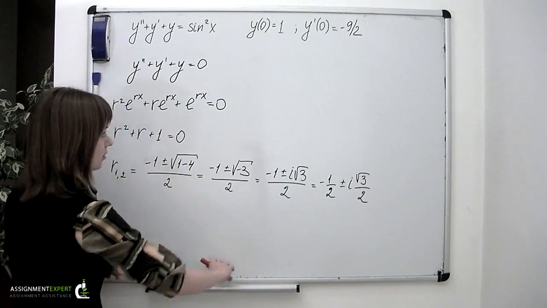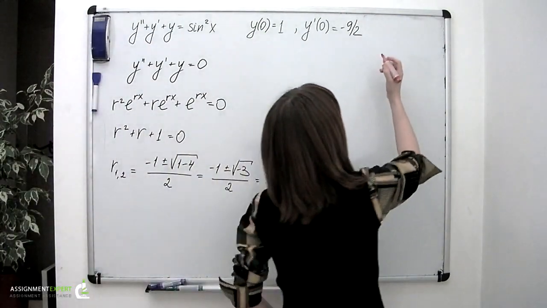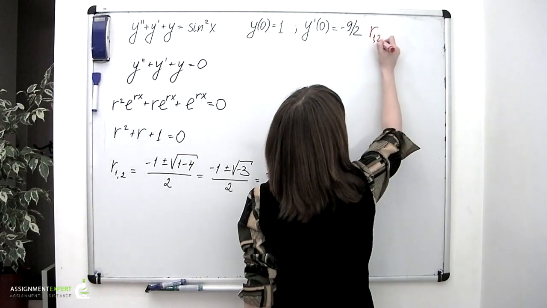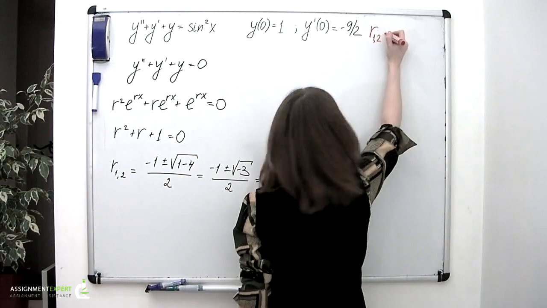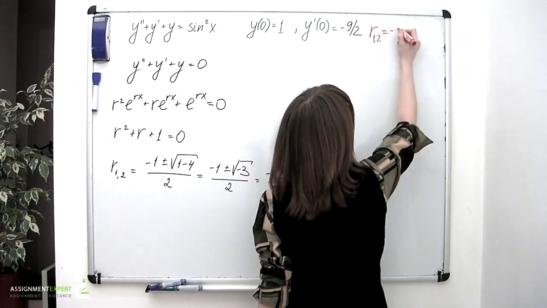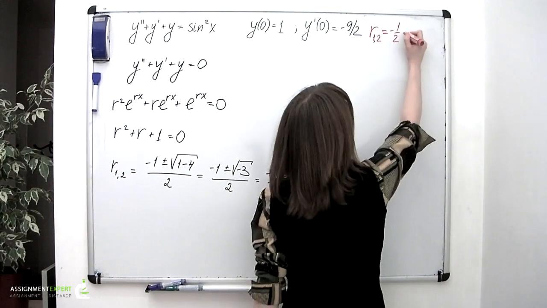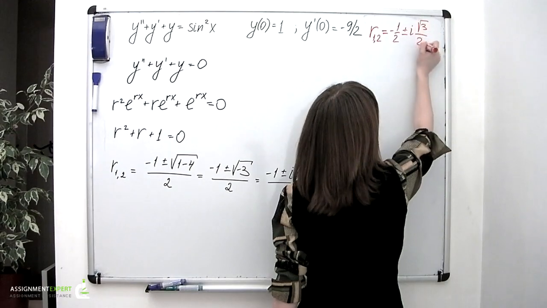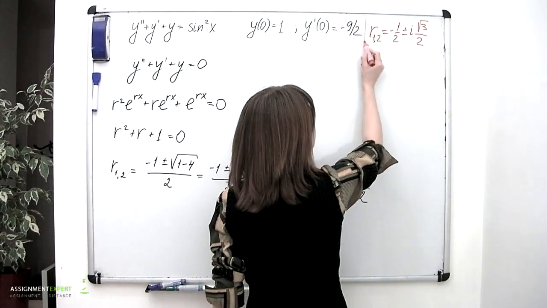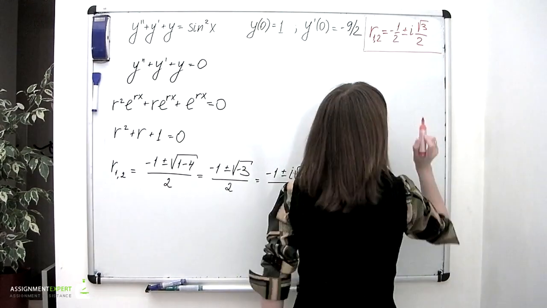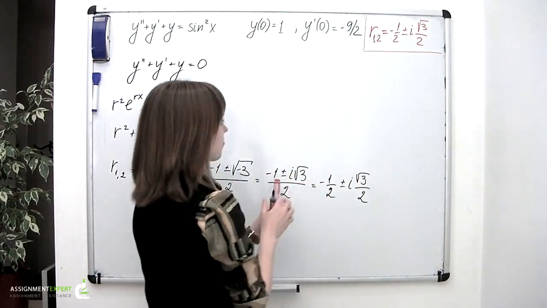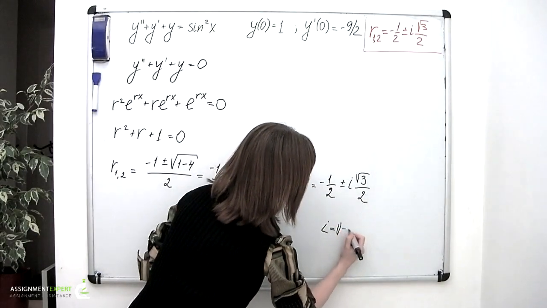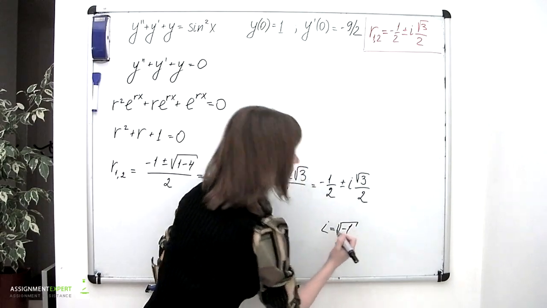Let me write them in the top. So we have r sub 1 and sub 2 equal to -1/2 plus or minus i times square root of 3 over 2. We're going to need them further. And by the way, i equals square root of -1 and is called the imaginary unit.